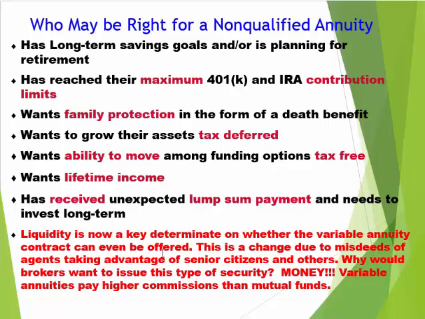Liquidity is now a key determinant on whether variable annuity contracts can even be offered, right? This is a big change in regulation over the last couple of years. There were a number of instances where unscrupulous marketers were selling variable annuities to people that shouldn't have variable annuities. They were people that had essentially no other money other than this. So what they do is they put in this. Of course, now it's locked up, and if they do need the money, they have to pay the contingent deferred sales charge. So again, liquidity is a key tool.